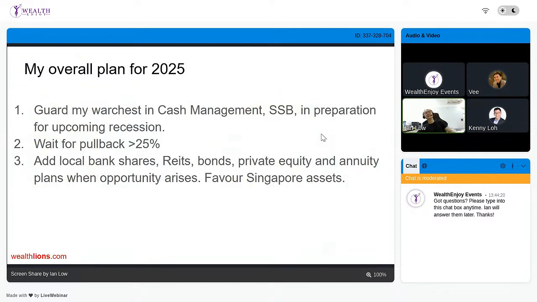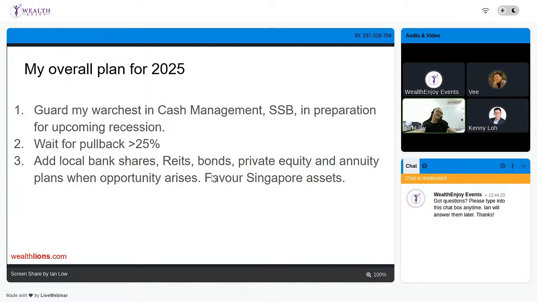Basically, this is, in one slide, my overall plan for 2025. I shall guard my war chest. When I say guard, every day I am so tempted to use my war chest to buy something. All right. But I shall guard it, be very careful, nibble at the most, but I shall wait for a major pullback of more than 25% before I deploy my war chest.